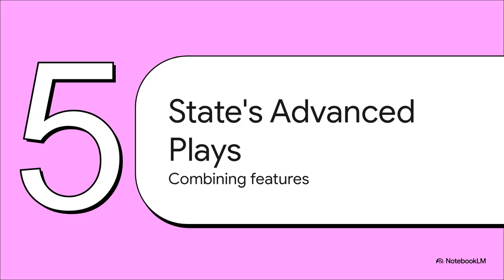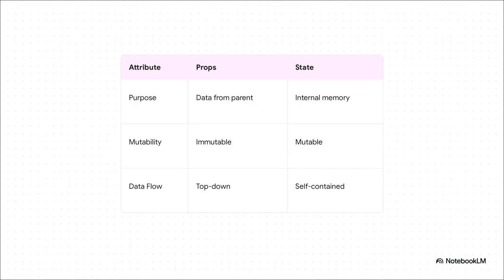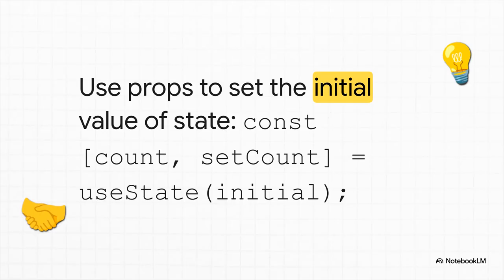So once you really get the hang of state, you can start combining it with other React features to build some seriously powerful components. A place where people often get tripped up is props versus state. But here's a simple way to think about it. Props are for data that gets passed in from a parent component. State, on the other hand, is the component's own internal memory. It's self-contained. And what's really cool is you can even use props to set the initial value of your state. So a parent component can decide the starting point for a child's internal memory. It's a great way to make components more flexible.